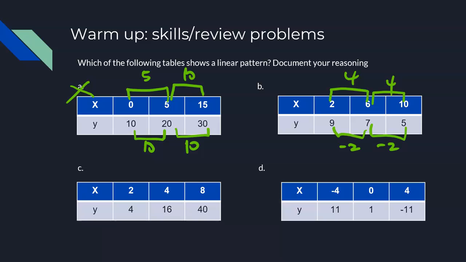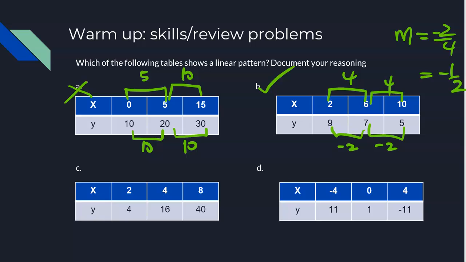It's the same. The change is the same. Change in x and change in y. You will be able to solve for the slope, which is negative 2 over 4, which is equal to negative 1/2. So yes, this is linear.